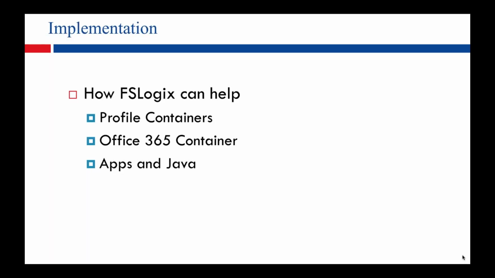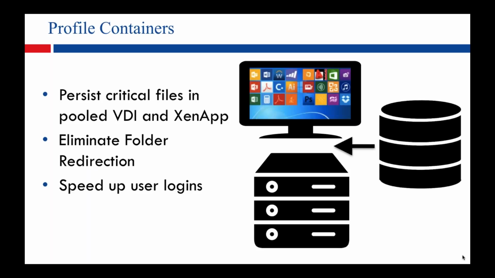So we have our products. We have several products, but we're going to talk about the main ones. We have profile containers, we have our Office 365 container, and we have App Masking, right? So we're going to talk about each one of those and help you see how this will impact your implementation so that you can have success. Let's talk about the profile containers first.